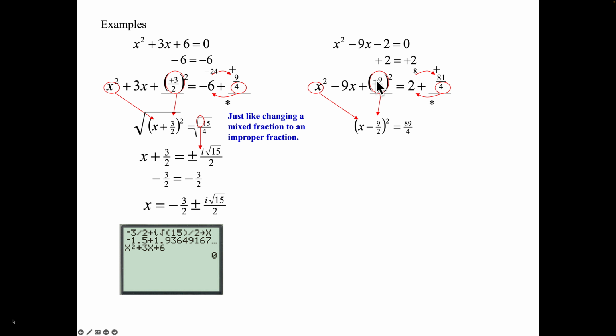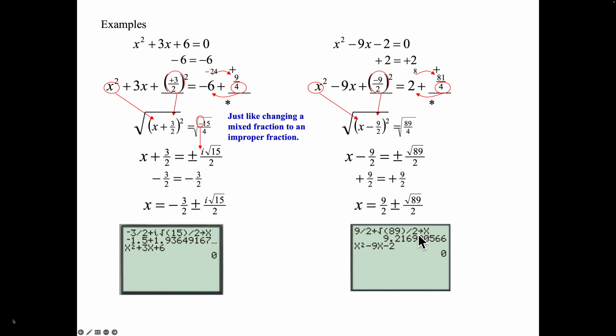x squared, negative 9 over 2 squared, x minus 9 halves in my binomial squared. Down to 1x, undo what you see. Take the square root of both sides, plus or minus square root of 89 over 2. Can't simplify that. Parentheses are gone. Add over the 9 halves, sneak that in front of the plus or minus. And there's your calculator check. 9 divided by 2 plus the square root of 89. Close the parentheses. Divide by 2. Store it for x. x squared minus 9x minus 2 equals 0, just like it states right there.